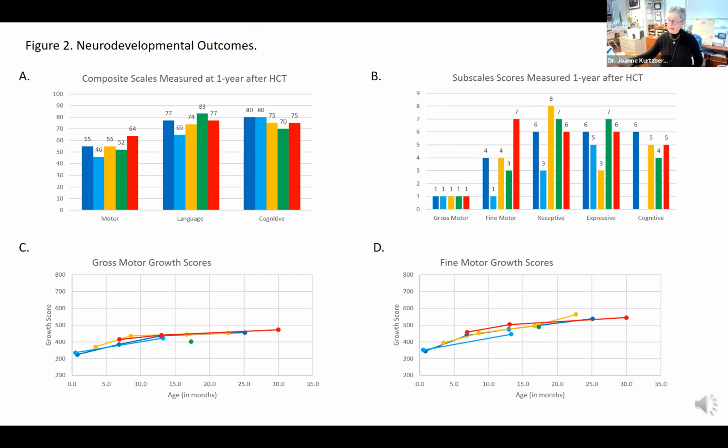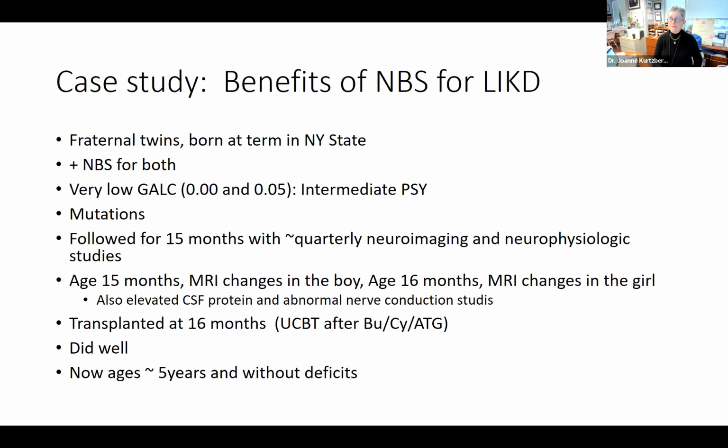Looking at neurodevelopmental outcomes at 1 year, which are the most important, all children had some degree of motor delay or disability, but more normal language and cognitive development. And I'm going fast because of time.